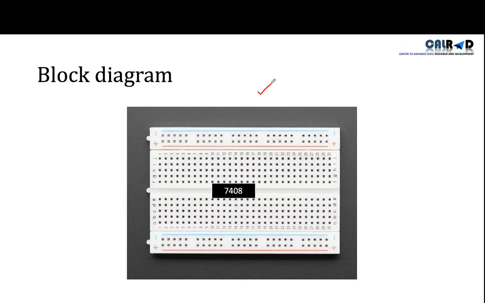The second step is we will put our 7408 IC on the breadboard. You can place it anywhere, but this position is best because here you have quite some room on both sides. It has 7 legs on one side and 7 legs on the other. These legs are inserted into the breadboard and we put our IC here.